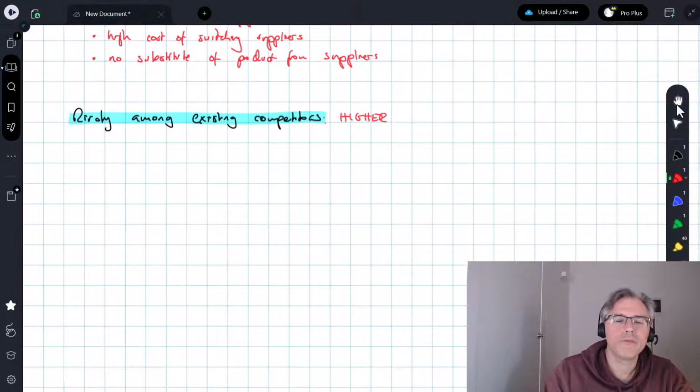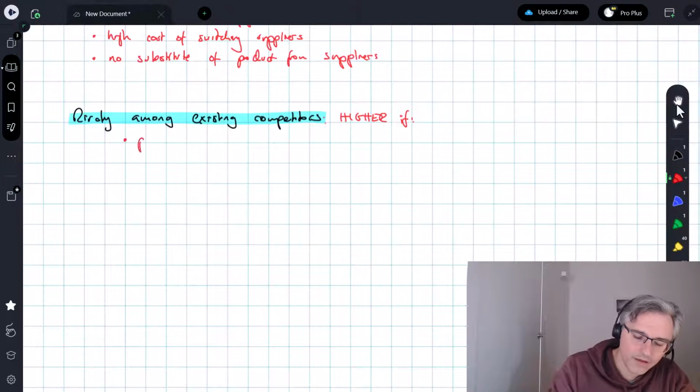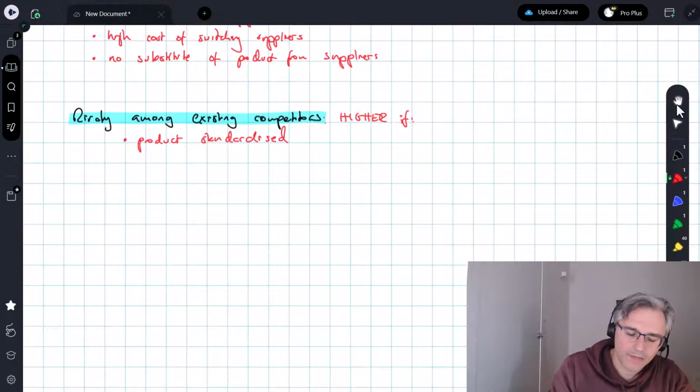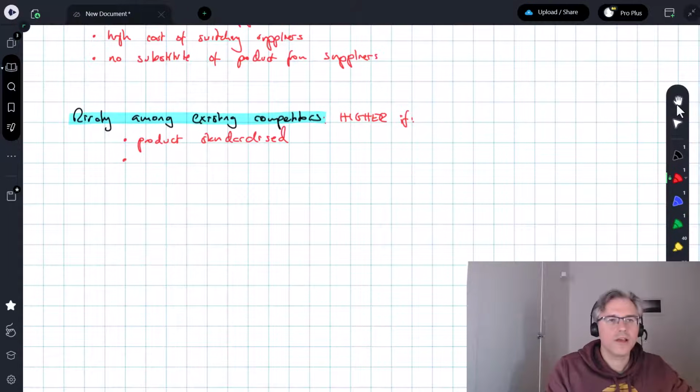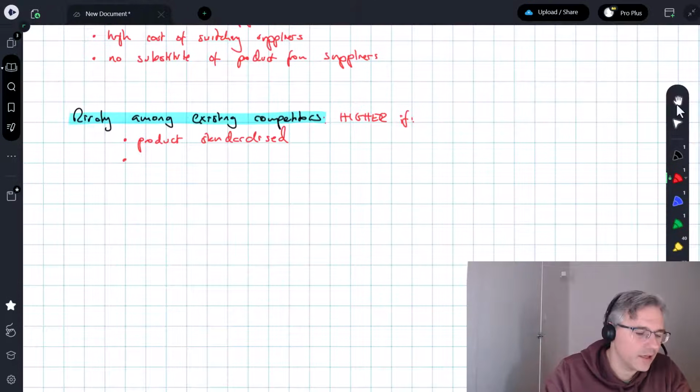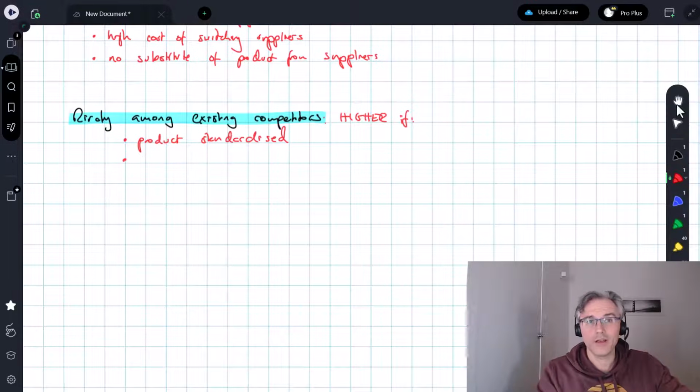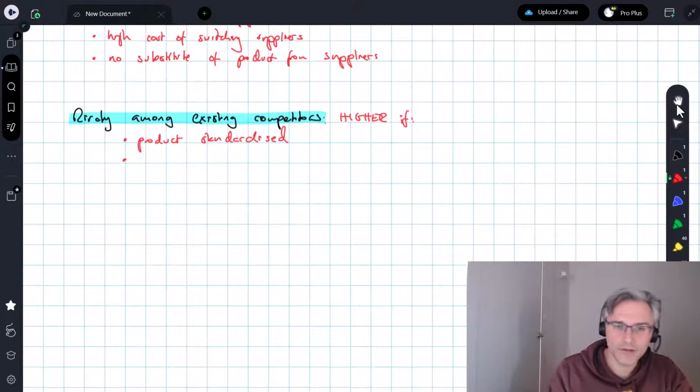So rivalry among existing competitors is going to be higher if the product is standardized. When we all sell the same thing, we typically fight, because there is no other way than to fight with price, for example, to get customers over, and that increases the rivalry within the industry.